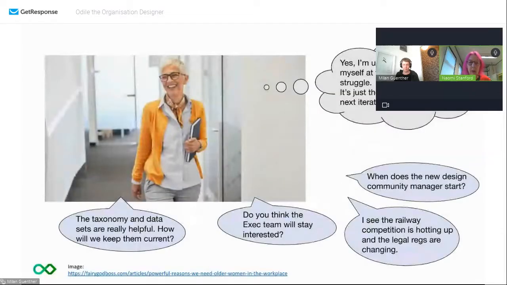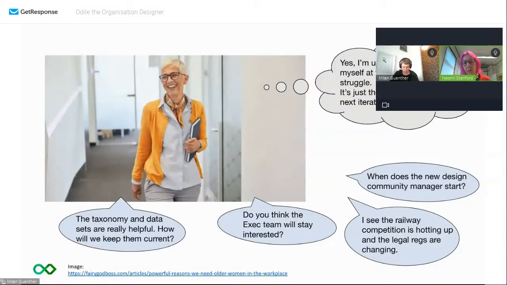And finally, into the optimize piece, how do you keep going? So now Odile is entering her second year. The taxonomy and data sets are useful. How do you keep them current?